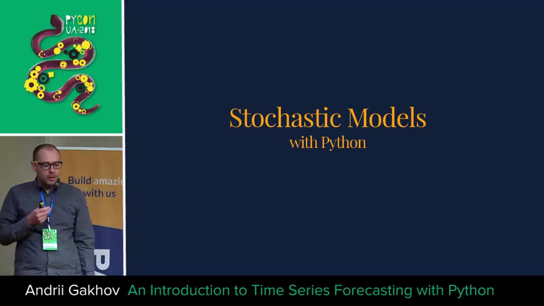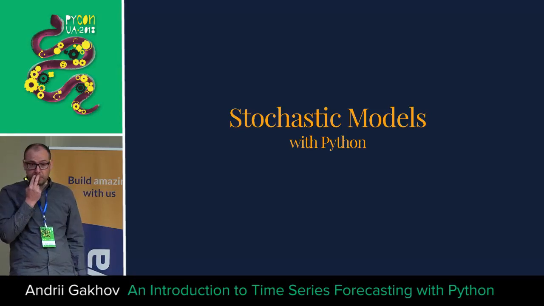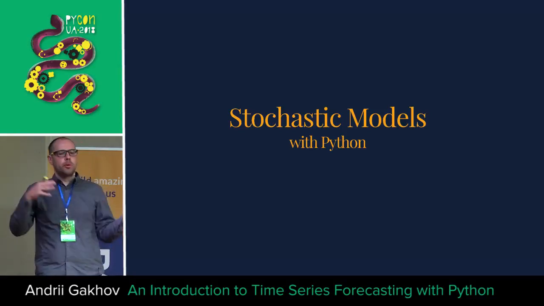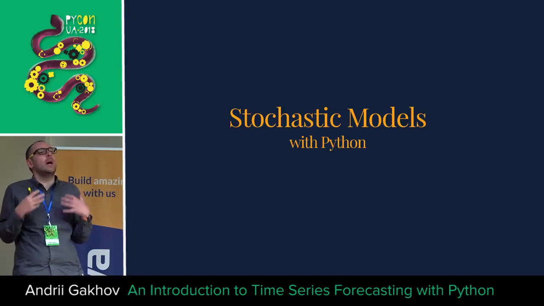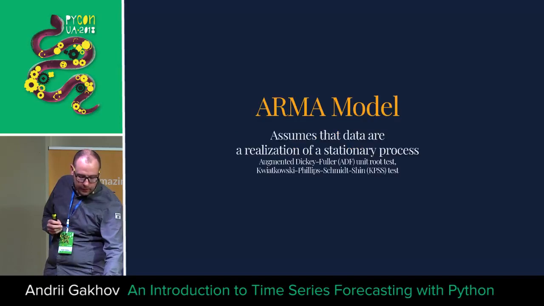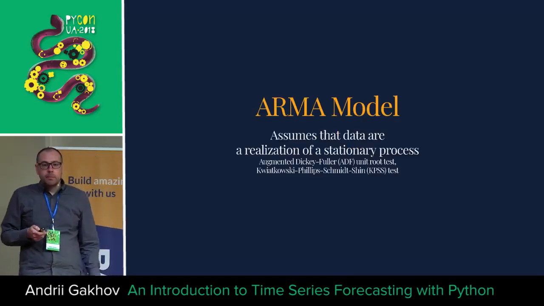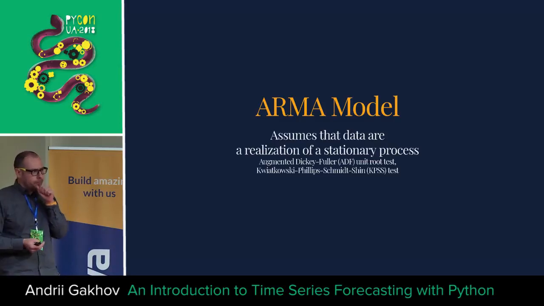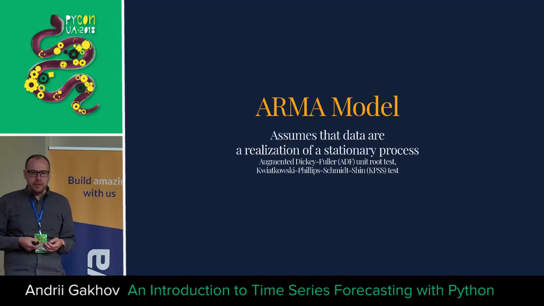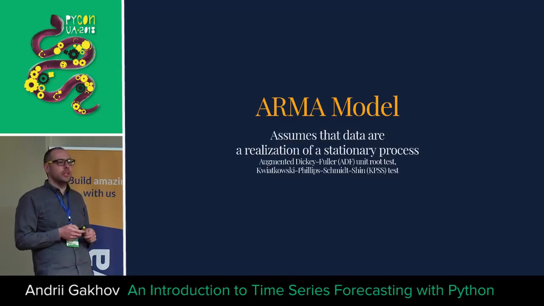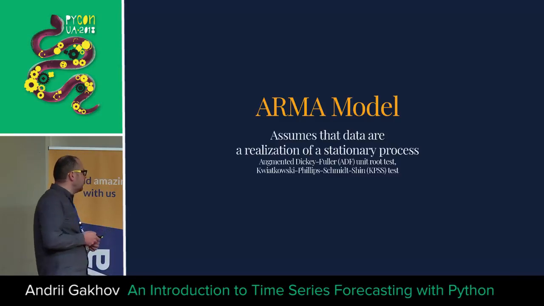But the first one is the most known. That's the stochastic models. Stochastic means there is some probabilistic process inside the data. So you assume that there is some probabilistic process inside the data. And the most known and the easiest one, which is already, I think, 70 years old, is ARMA. It's called Autoregressive Moving Average model.